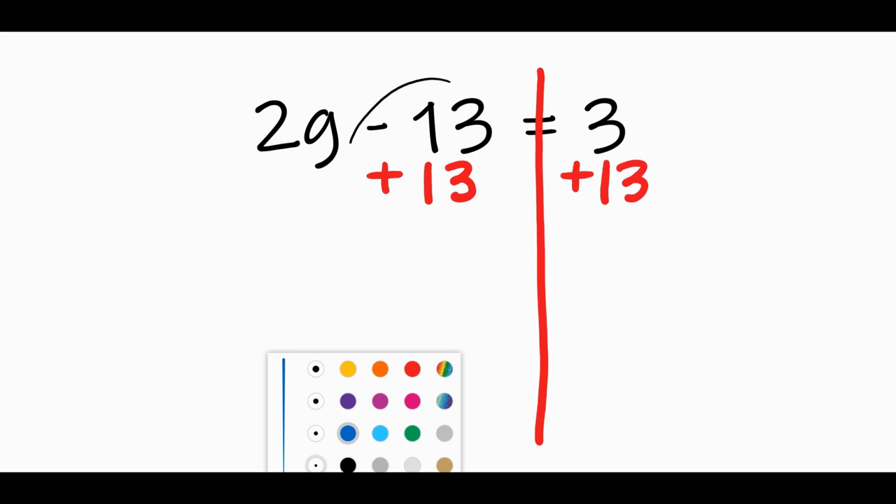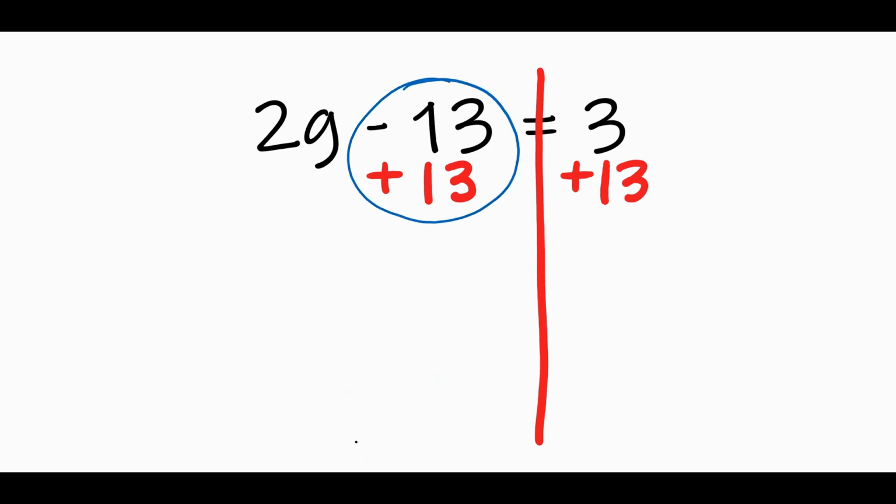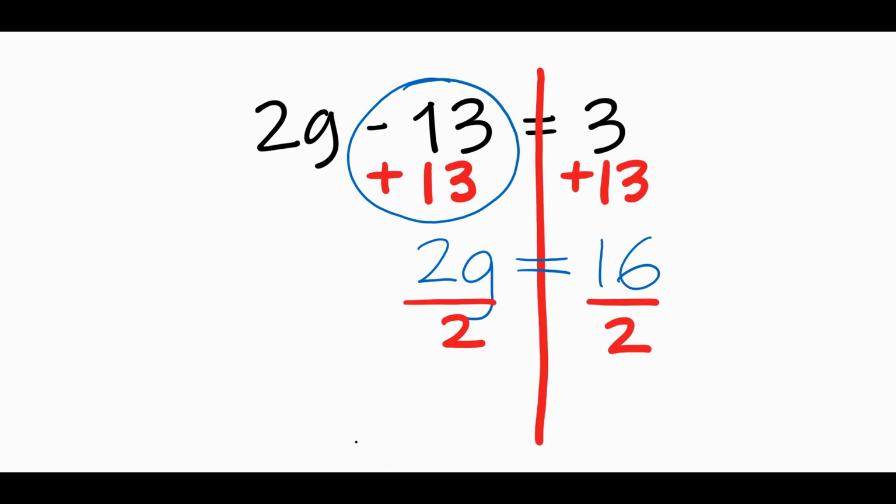Negative 13 and a positive 13 cancel out, leaving me with 2G on this side. Bring down the equal sign. 3 plus 13 is 16. And here they are multiplying by 2, so I'm going to divide by 2. And the 2's are going to reduce. 2 divided by 2 is 1. 1G equals 16 divided by 2 is 8. G equals 8 is my final answer.